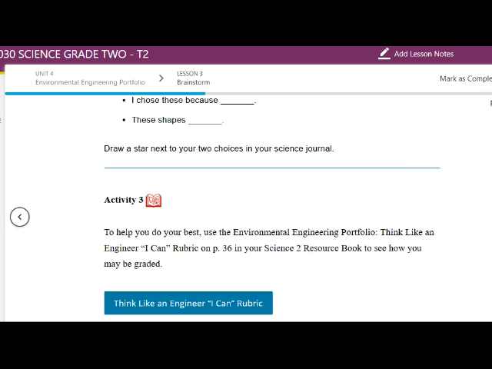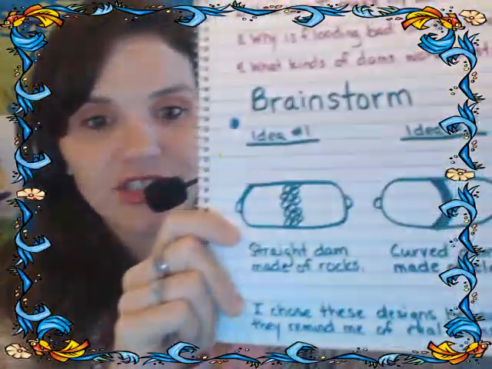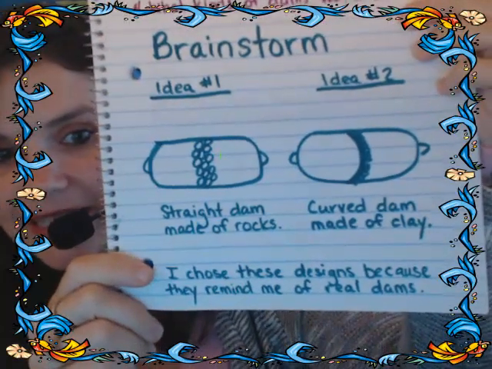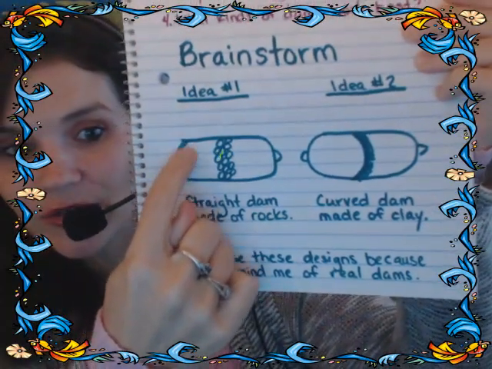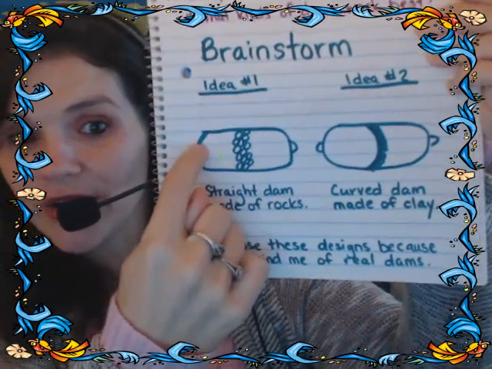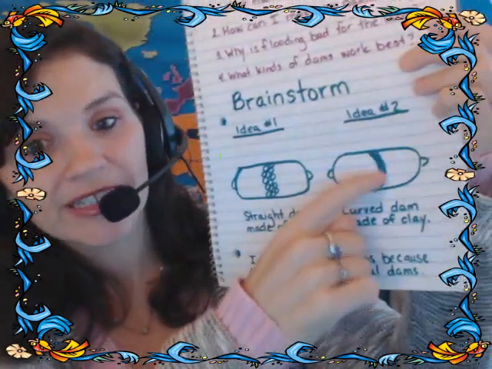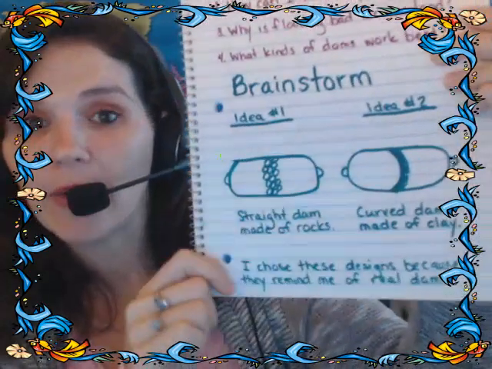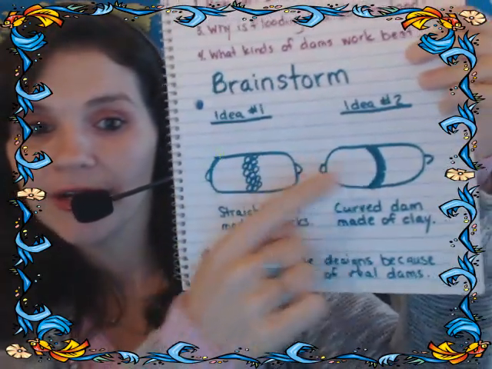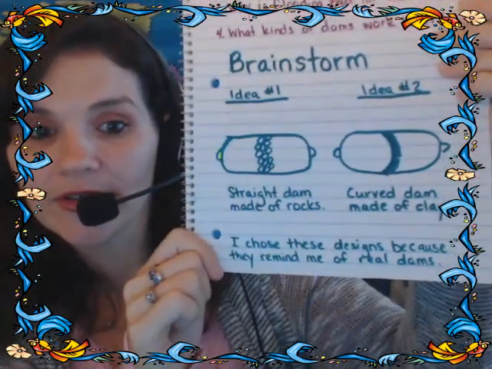All right, so here are my examples. Here are the 2 that I chose. Idea number 1, idea number 2. I have a straight dam. That's my shape, right? It's straight. And I'm going to make it out of rocks. And then I have a curved dam that I'm going to make out of clay. So my shapes are different and my materials are different.